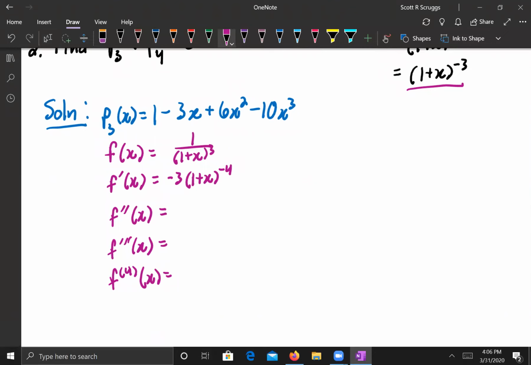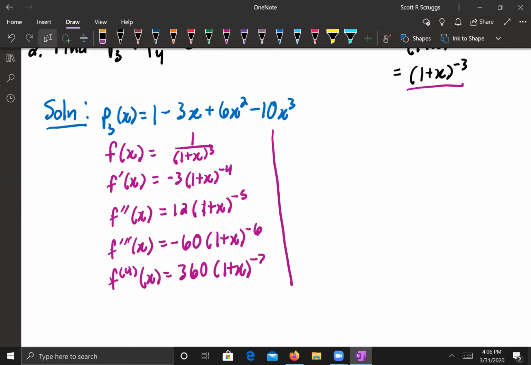So with that, nice thing about the second, third, and fourth, just going to keep doing power rule over and over again. So I'm going to get 12, 1 plus x to the -5th. Power rule again to get -60, 1 plus x to the -6. And then -60 times -6, which is 360, 1 plus x, -7th power. So yeah, we got 360.